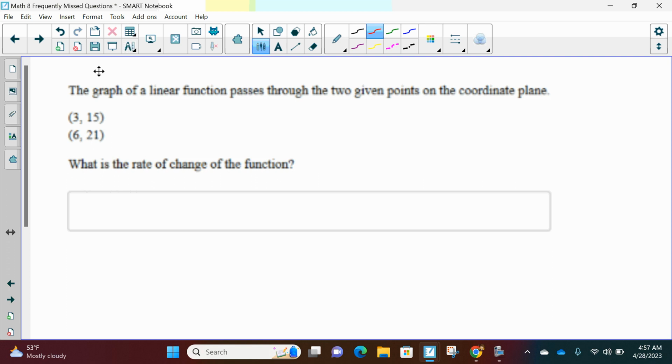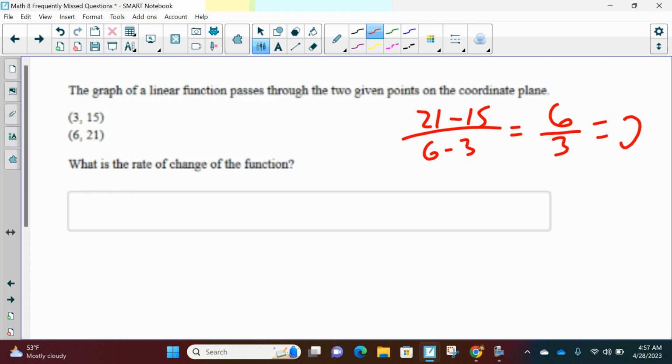The next question, the graph of a linear function passes through the two given points on the coordinate plane. What's the rate of change? The rate of change is another phrase for finding the slope. So we subtract the y's, so we do 21 minus 15 divided by 6 minus 3. That is 6 divided by 3, which is 2. So the rate of change is 2.